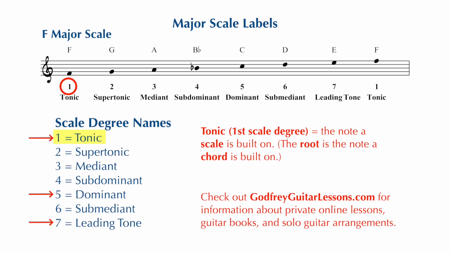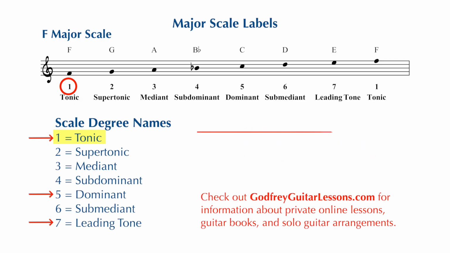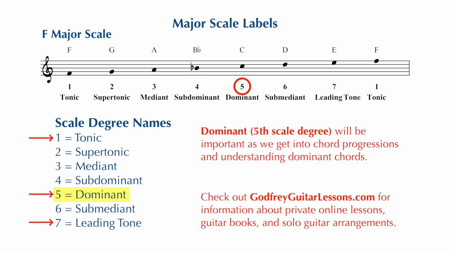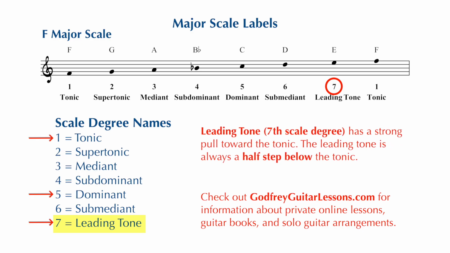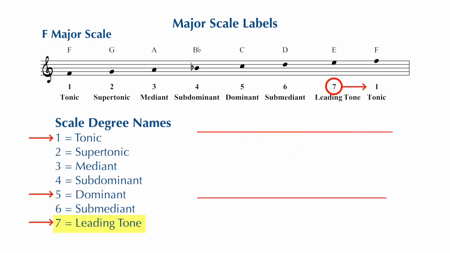The root is the note a chord is built on. We'll get into that later in the series. The tonic is the note a scale is built on. The dominant is the 5th scale degree, and later in the series we'll be getting into dominant chords. And the leading tone is the 7th scale degree. This note has a strong pull toward the tonic, and it will be important as we get more into harmony.